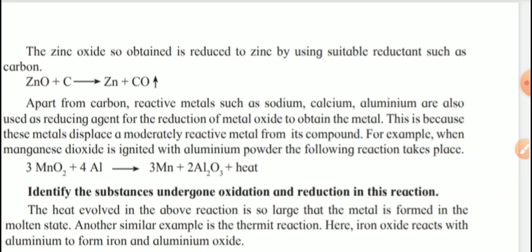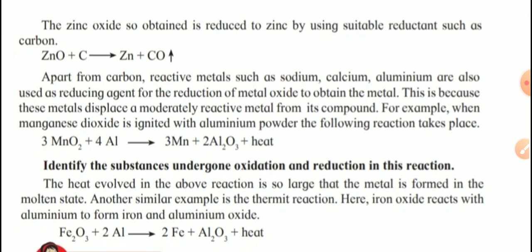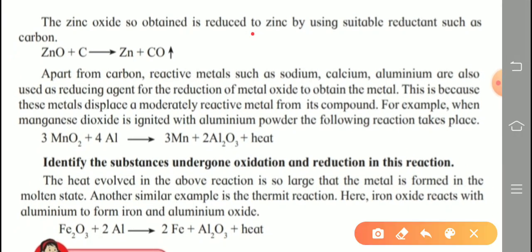The zinc oxide obtained is reduced to zinc by using a suitable reductant such as carbon. So ZnO, zinc oxide, reacts with carbon. So carbon acts as a reducing agent. Reduction means removal of oxygen. So Zn and oxygen, so oxygen is separated. Oxygen is removed by carbon. That's why carbon acts as a reductant, reducing agent. So zinc is separated out and carbon reacts with this oxygen. CO, carbon monoxide gas, is released.